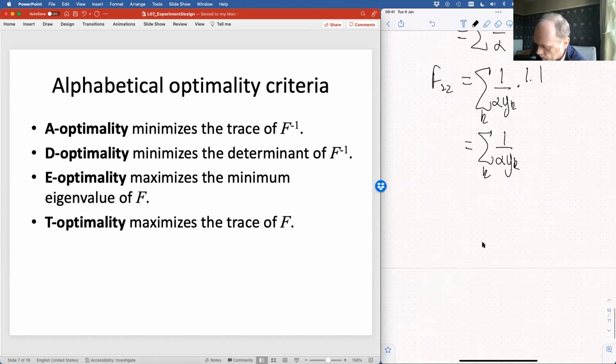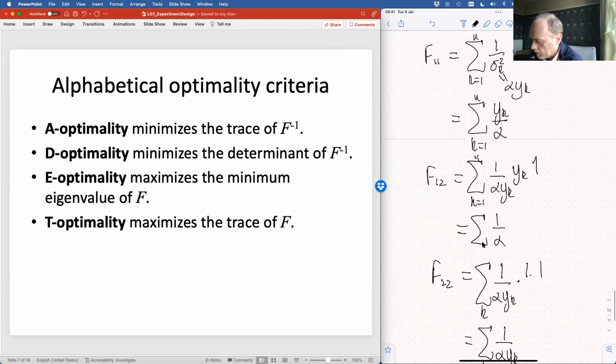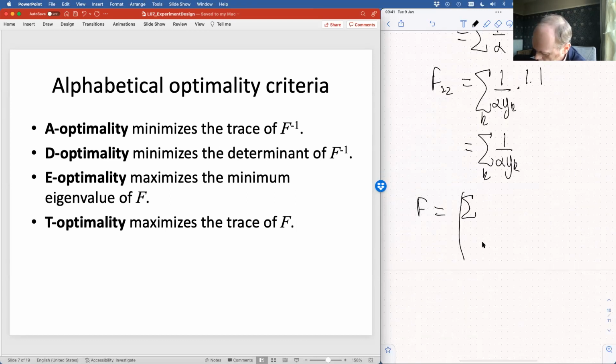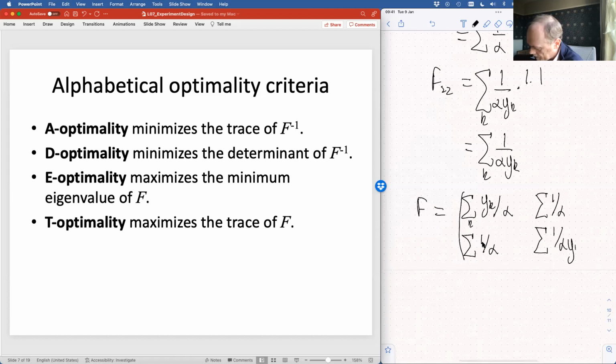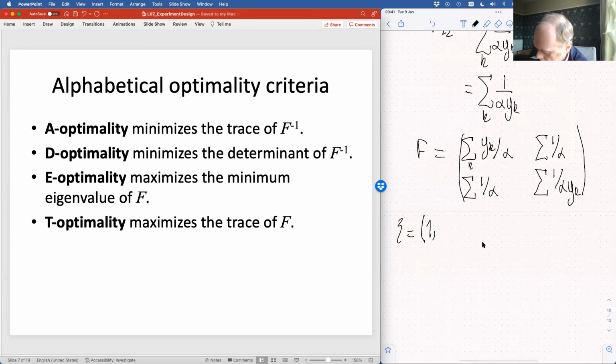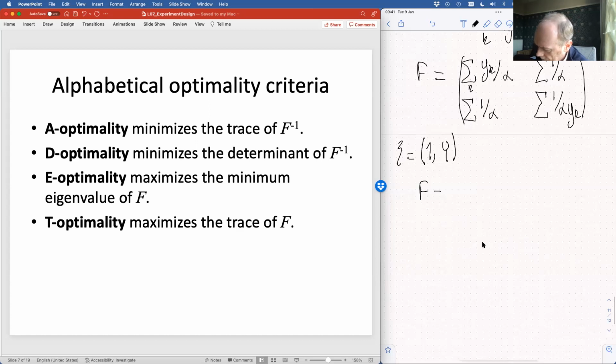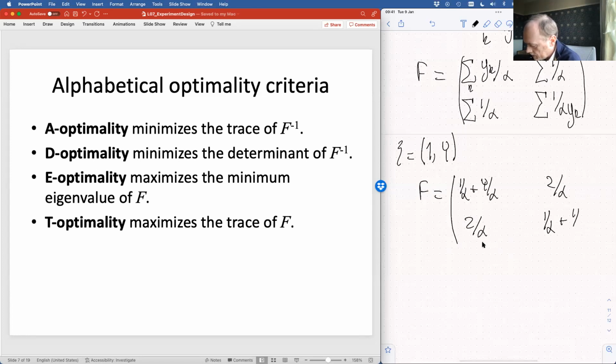Plugging that into our full matrix F, what was F11? Sum of YK over alpha. The off-diagonal terms were both the sum of 1 over alpha. And the second diagonal term, 1 over alpha YK. Okay, interesting. Let's substitute in our 2-point design. F is then 1 over alpha plus big Y over alpha. The off diagonals are just 2 over alpha, aren't they? 2 over alpha. And then we've got 1 over alpha plus 1 over alpha big Y.